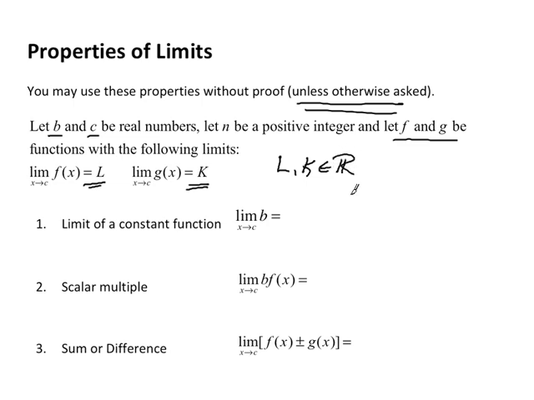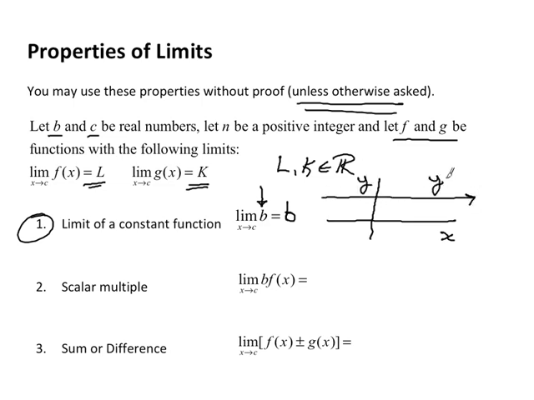So, number one, the limit of a constant function. The limit as x approaches c of the constant function b is simply equal to b. And if you sketch something out that would represent this, that should actually make sense. Here's an xy axis, and here's the line y equals b. It's a constant function, right? It's a horizontal line. So as I approach c, let's just say c is right here.